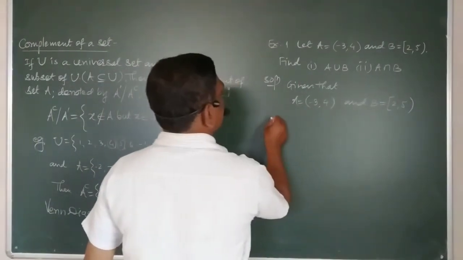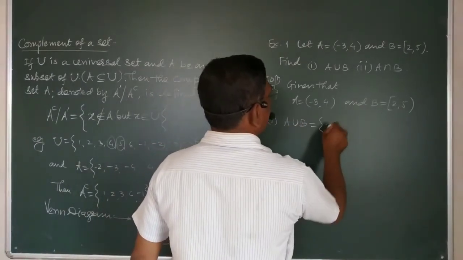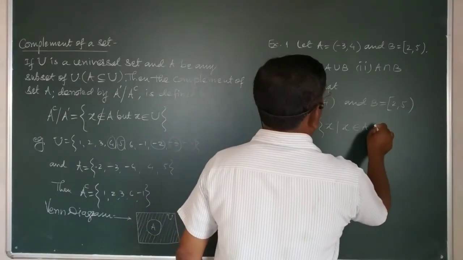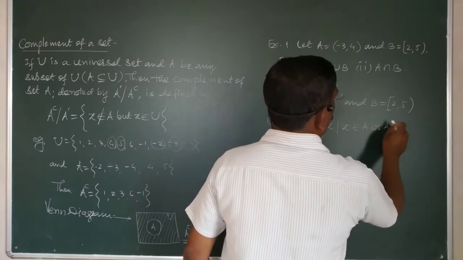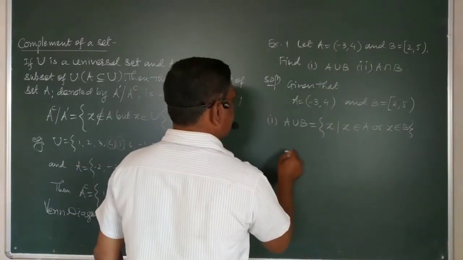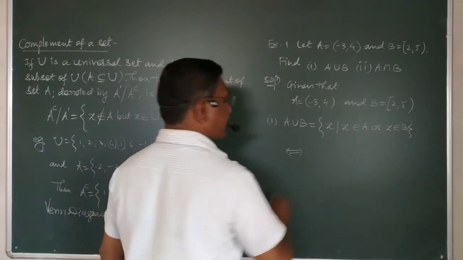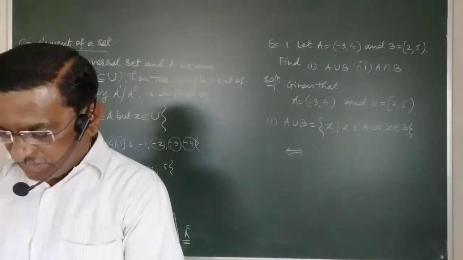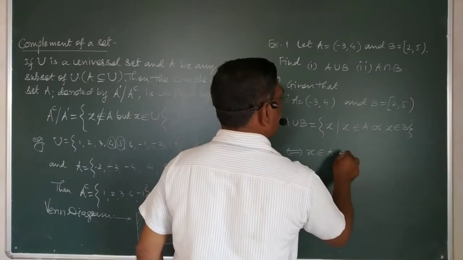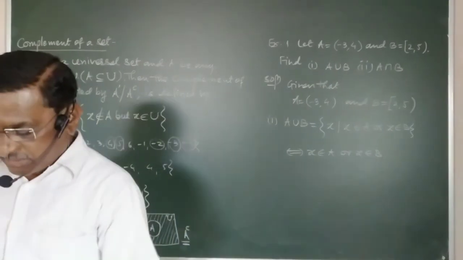Now let us go for A union B first. How will you define A union B? As we know, it is the set of all elements X such that X belongs to A or X belongs to B. This implies and is implied by, how will you write this one? It is nothing but X belongs to A or X belongs to B, as per the definition.